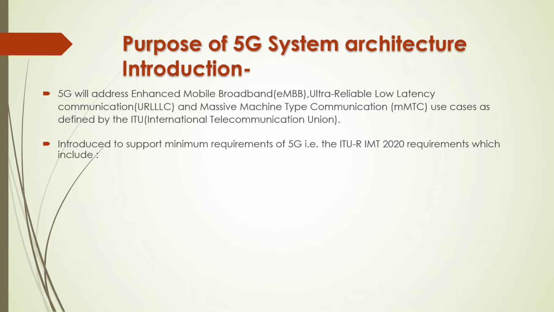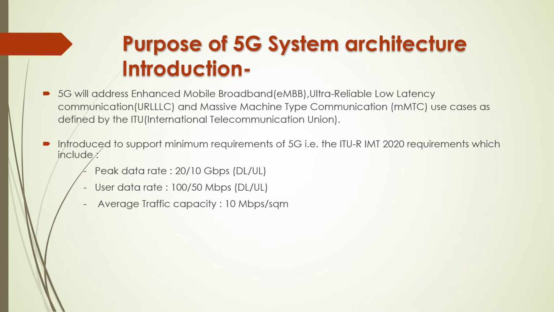To support these use cases, we have certain minimum requirements. What are these minimum requirements? First of all, we have to have a peak data rate of 20 Gbps in the downlink direction and 10 Gbps in the uplink direction. Second one is the user data rate. User data rate should be up to 100 Mbps in the downlink direction and 50 Mbps in the uplink direction. Third one is the traffic capacity. Traffic capacity means how much traffic our network can accommodate in a particular area. Average traffic capacity should be 10 Mbps per square kilometer in order to realize these requirements.